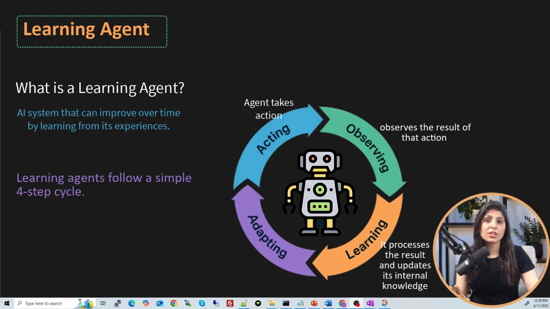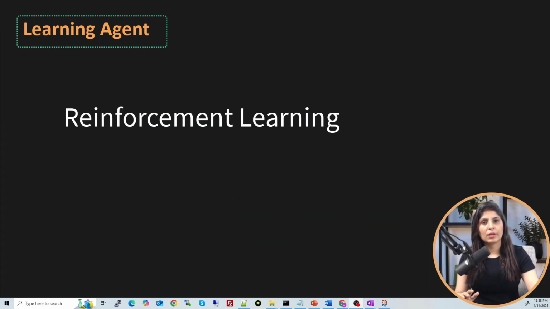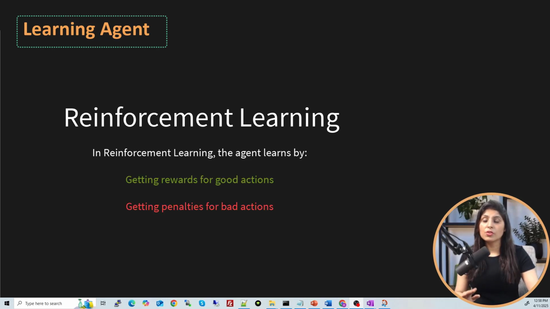So to create such agents, to create learning agents, we need to learn reinforcement learning. And in reinforcement learning, the agent learns through trial and error by receiving rewards for good actions and penalties for poor actions. So over time, the agent learns what action gives more reward and what action leads to penalties.